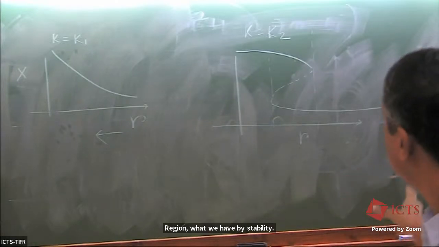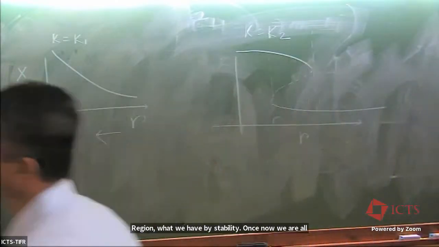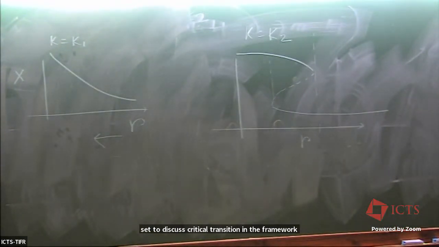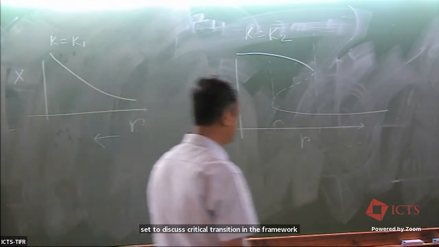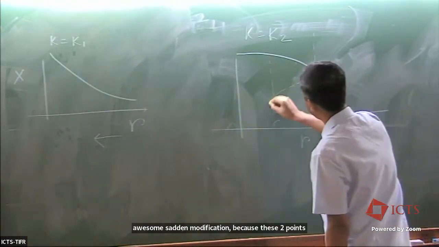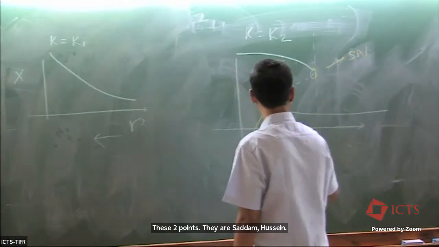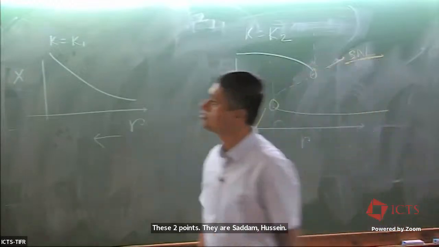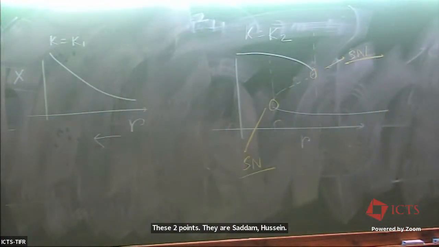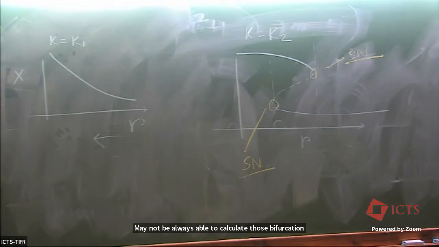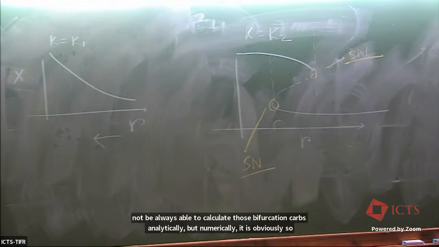So now we are all set to discuss critical transition in the framework of a saddle node bifurcation, because these 2 points are saddle node bifurcation points. And it comes from this picture. You may not always be able to calculate those bifurcation curves analytically, but numerically it is obviously possible. Any question?